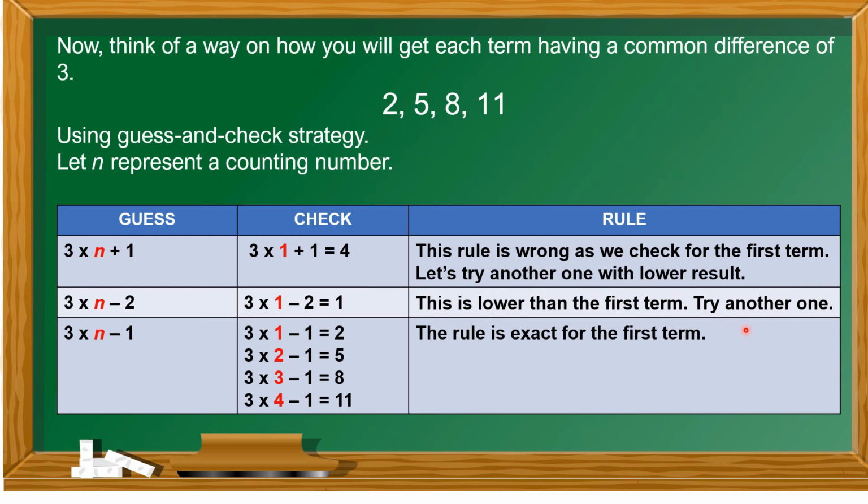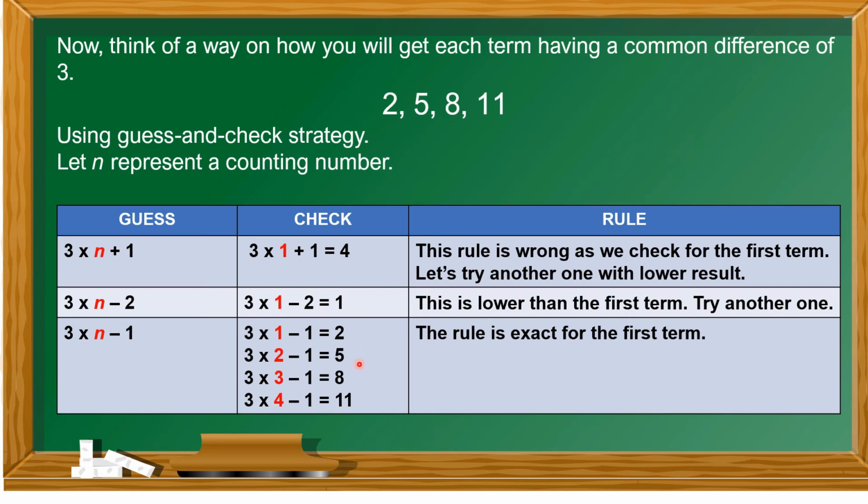Let's try another one. Let's try to guess if this nth rule is correct: 3 times n minus 1. To check if this nth rule is correct, we are going to represent counting numbers for the variable n. 3 times 1 is 3, minus 1 is 2. Therefore, the rule is exact for the first term because the answer of this checking is the same as the first term, which is number 2.